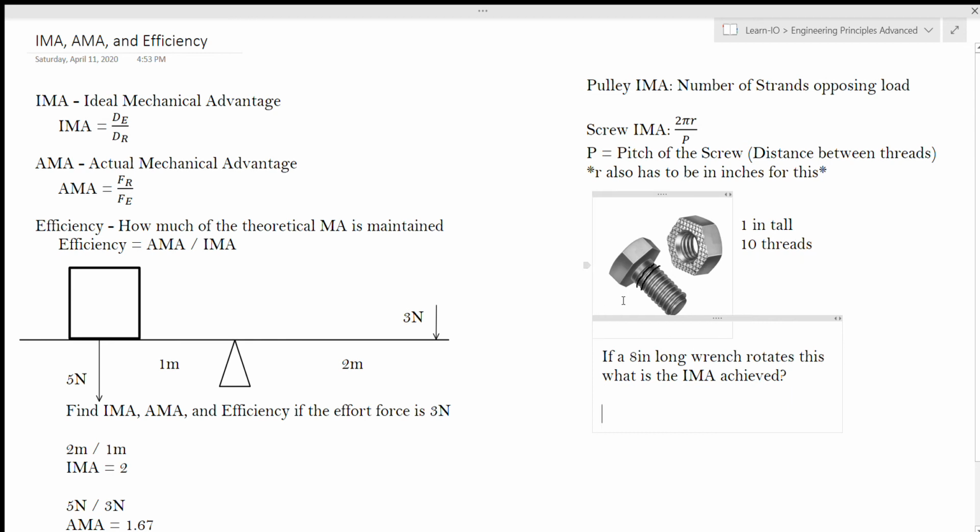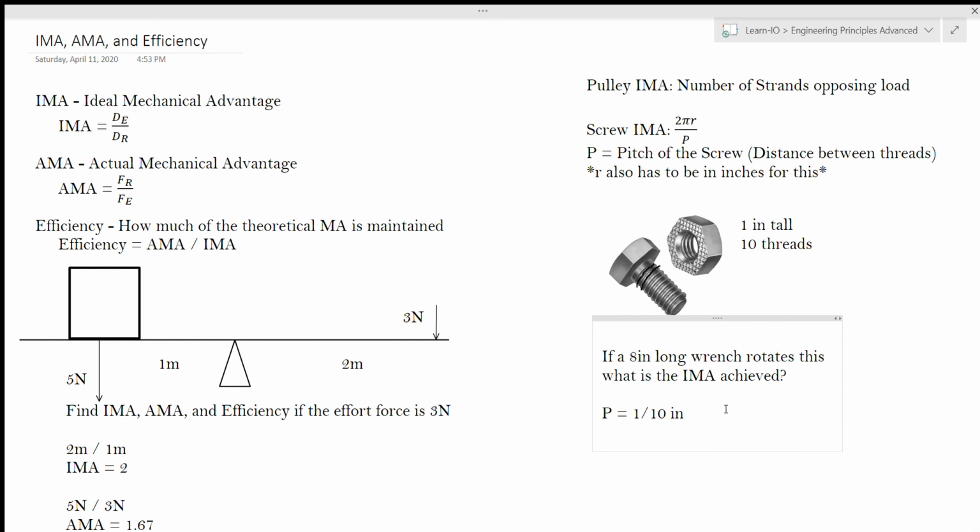So I've actually drawn small black curved lines over each thread. Each of these little curved things is a thread. So the distance between those is what we need to find for the pitch. Well, if the screw is 1 inch tall and it has 10 threads in 1 inch, that means the distance between each thread has to be 1/10 of an inch. So P equals 1/10 inches. From there, we just need to find R and then solve the equation.